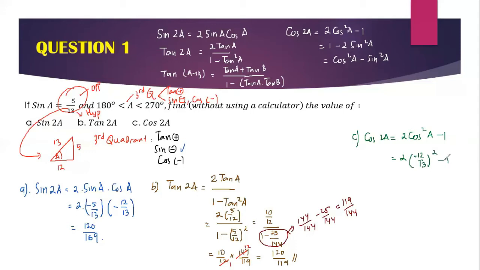Square, minus 1, right? So 2 times 144 over 169, minus 1. That is 288 over 169 minus 1, which is 169 over 169, right? So how many is the answer here? 119 over 169. Okay, clear?